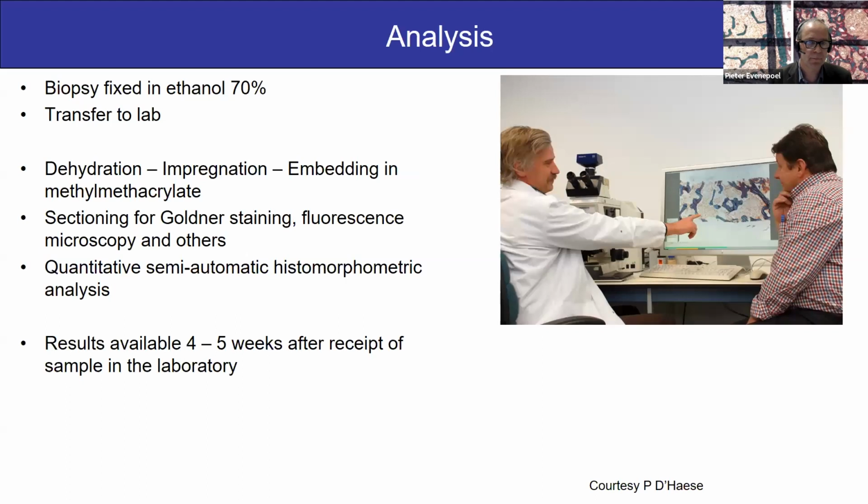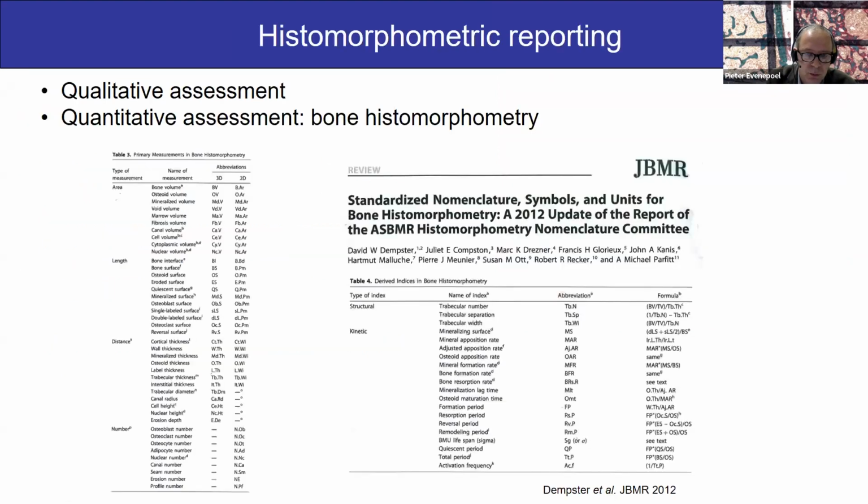It's sent to the lab, stored in ethanol, and can stay on the bench for some days, so there's no hurry to send it to the laboratory. There it undergoes several steps of processing, sectioning, and so on, and then it's stained with different kinds of stains, mostly the Goldner stain, but we also need fluorescence microscopy for the tetracycline or the demeclocycline stains. Then it's further assessed using software to do a semi-automatic histomorphometric analysis. It's all time-consuming and laborious, and the turnaround for reading a bone biopsy is about 4 to 5 weeks until we have the result of the bone histomorphometry.